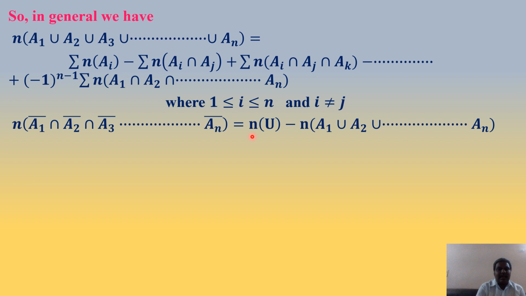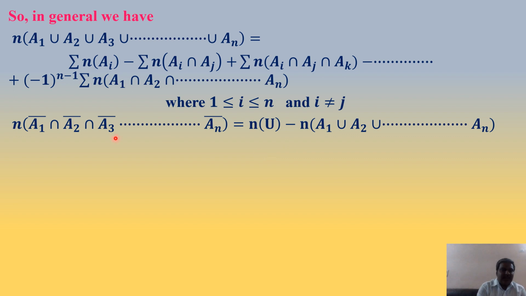This is the logic. Suppose you want to get neither A1 nor A2 nor A3 and so on, nor An. It is obtained by n of the universal set minus n of any one of the sets happening. So n of U minus n of A1 union A2 union and so on up to An.